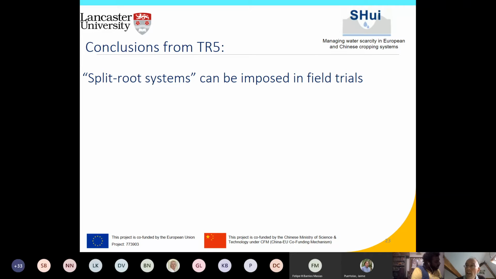These very clay-rich cracking soils that crack up when they dry, it was almost impossible to establish distinct wet and dry parts of the root system. When the dry soil started to crack and then was re-irrigated, the water just went everywhere and the whole root zone became re-irrigated. So certainly within certain soil types, it's relatively easy to establish these split root systems in field trials.